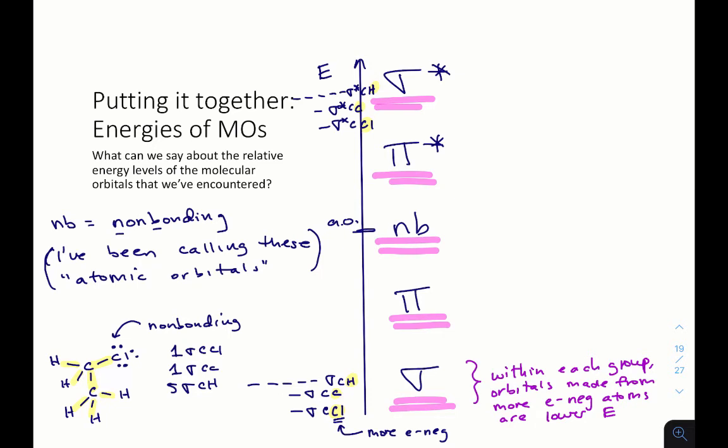So these two trends need to be committed to memory. The relative energies of the types, the symmetries, the types of orbitals, and this caveat that within each group, orbitals made from more electronegative atoms are typically lower energy. So we need to commit those two things to memory and apply them to problems.